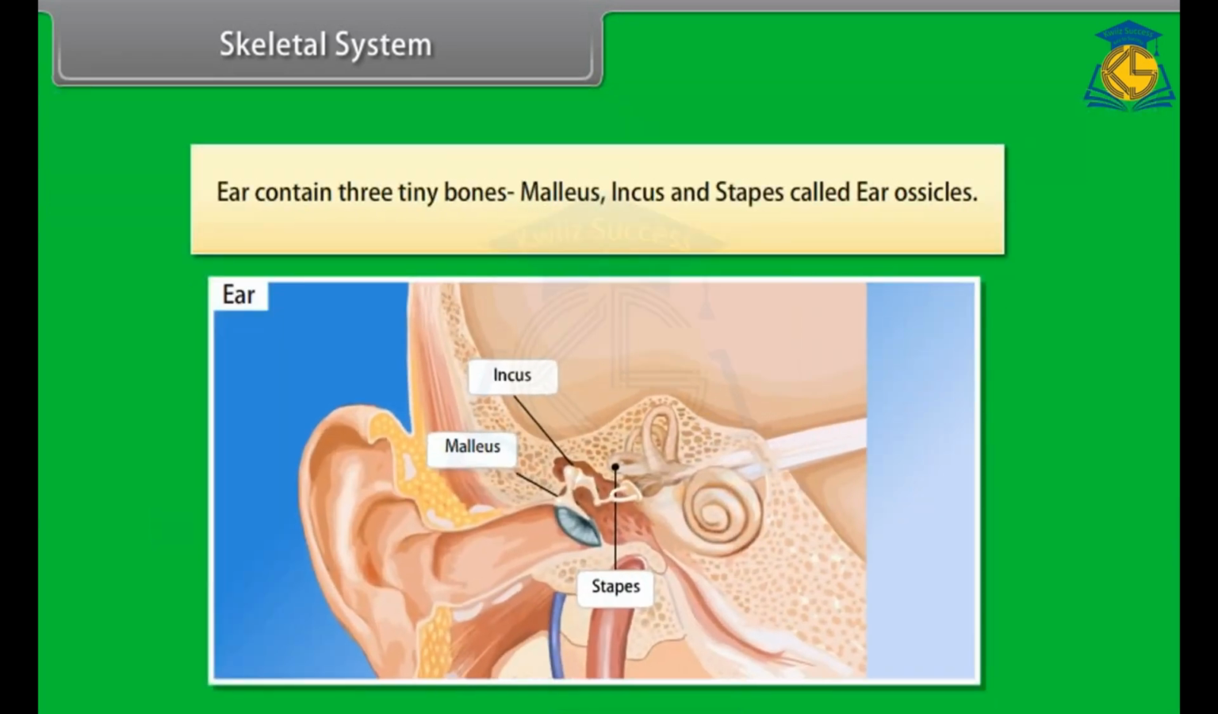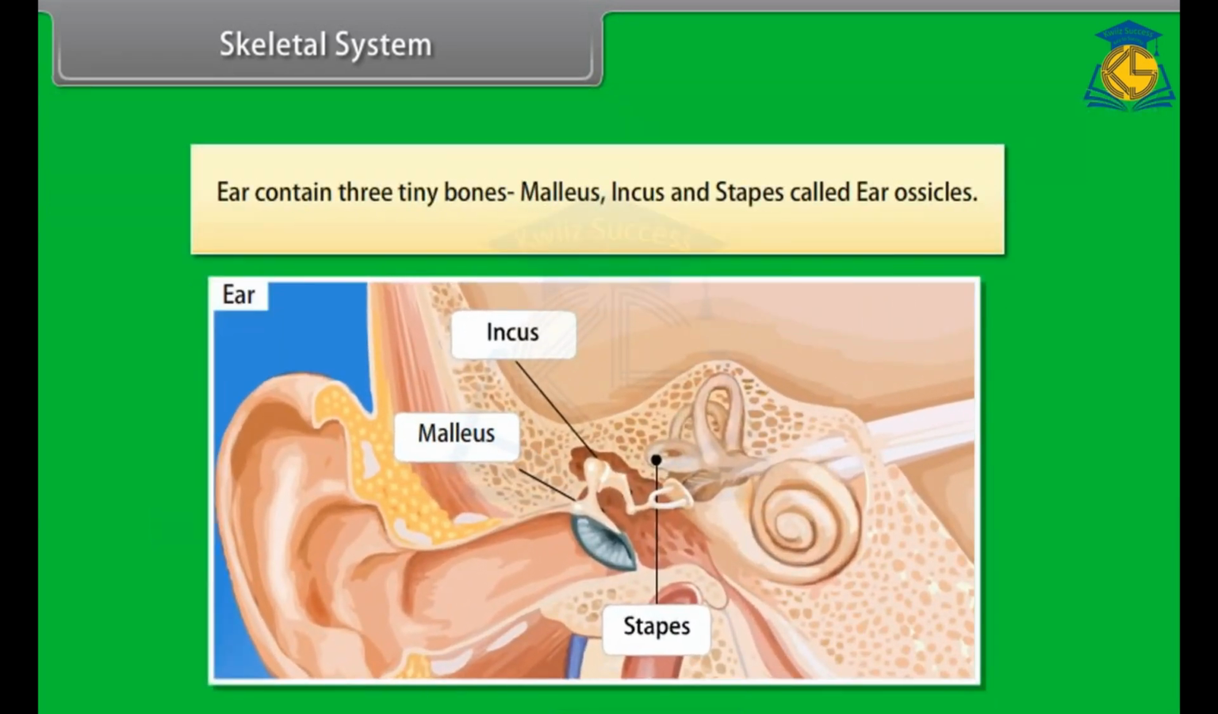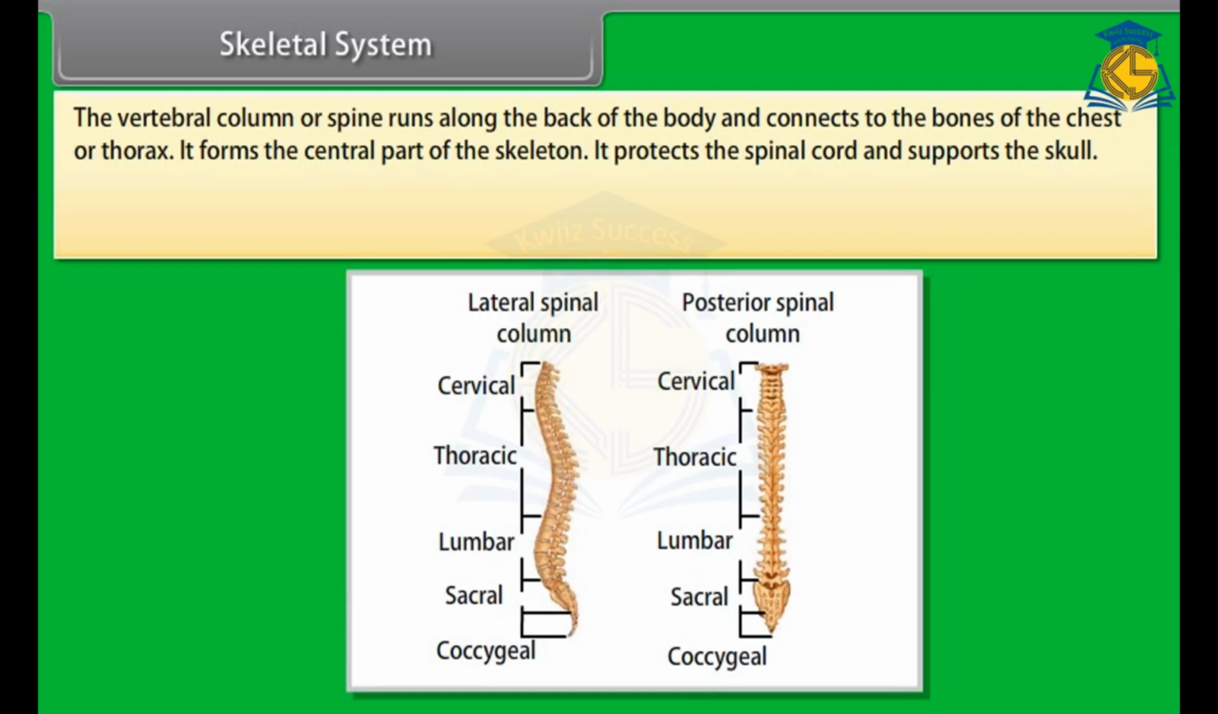The ear contains 3 tiny bones, malleus, incus, and stapes, called ear ossicles. The vertebral column or spine runs along the back of the body and connects to the bones of the chest or thorax. It forms the central part of the skeleton. It protects the spinal cord and supports the skull.